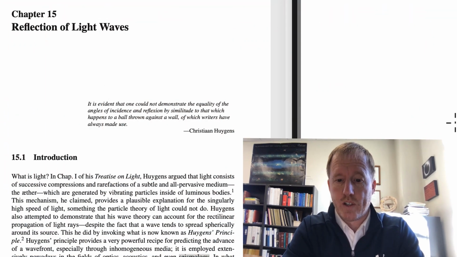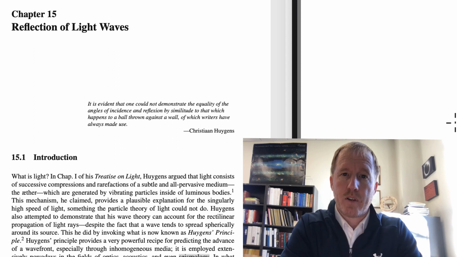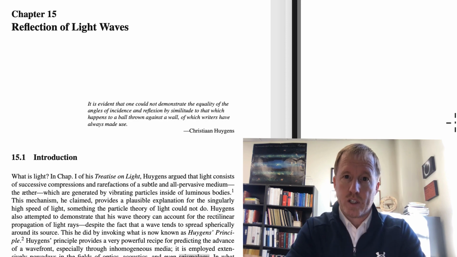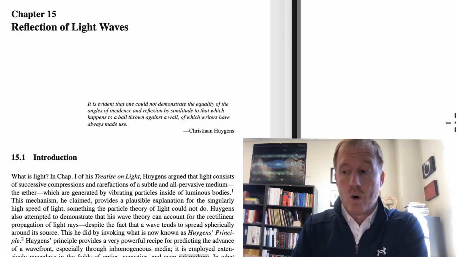We have been looking at the work of Christiaan Huygens and his treatise on light. We've gotten up to about chapter 15 in A Student's Guide to the Great Physics Texts, volume 3. In chapter 15, what Huygens does is explain how his wave theory of light can account for the law of reflection. Before we start into chapter 15, let me remind you of where we have been.